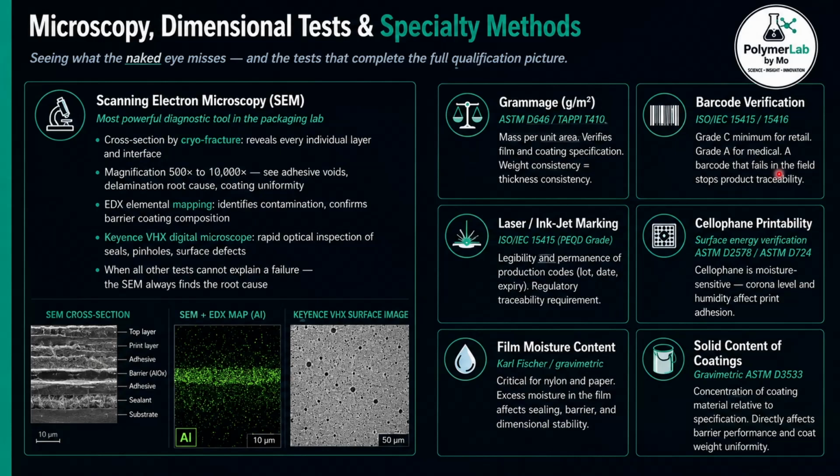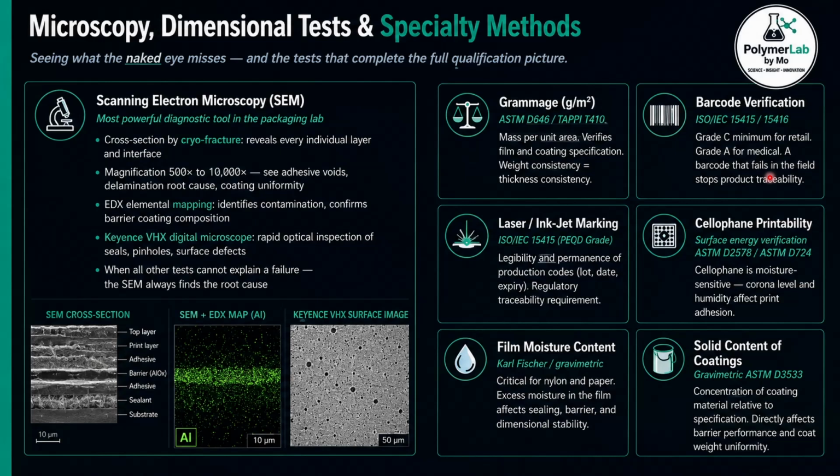Barcode verification is a test that people think of as a printing check, but it is actually a product traceability requirement. Every barcode on a package must achieve a minimum grade: grade C for retail, grade A for medical and pharmaceutical, when scanned by a reference grade verifier.